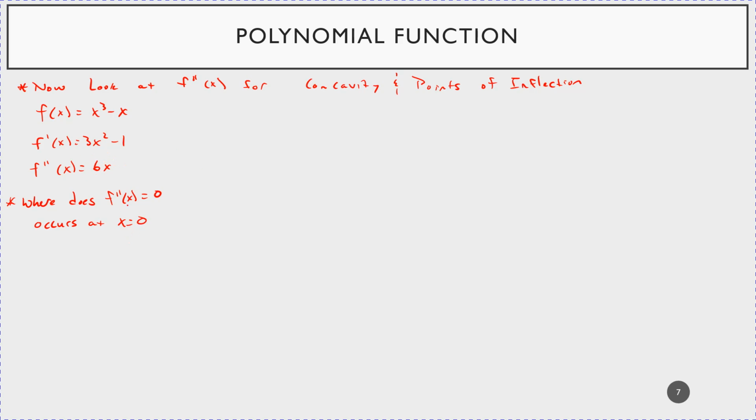So then again, you're just going to use this to set up your interval, right? You only have one value here. So your interval is going to go from negative infinity to 0, and then from 0 to infinity. So you're going to pick a test value now, which will be negative 1 and 1. Just the easiest numbers. Then you're going to look at the sign of f double prime of x at the test value.